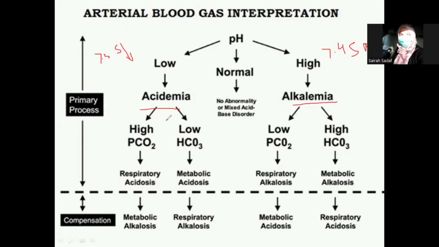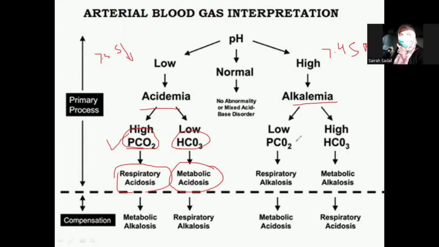Now, what is causing acidemia? Either there is an increase in acid production or a decrease in the alkali in the blood. Acid production may be PaCO2, which we also call the respiratory acid. So either the acid is high or bicarb is low. If the respiratory acid is high, we call it respiratory acidosis. And when the alkali is low, as you all know that bicarb is alkali, we call it metabolic acidosis.